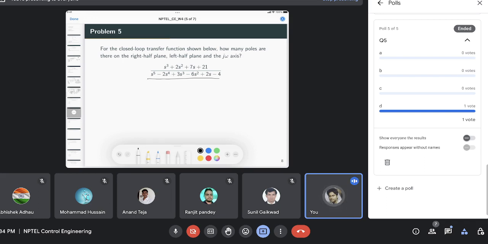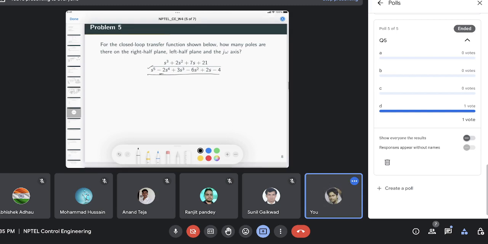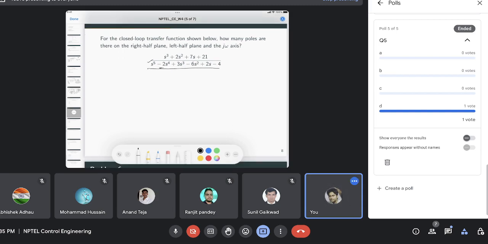You already noticed that these coefficients are not of the same sign. So you already know that there can be at least one pole in the right half plane, because the necessary condition is violated: you need all these coefficients to be of the same sign. But here there are some sign changes, so at least one right half pole will be there. Okay, so let's compute this Routh-Hurwitz table.